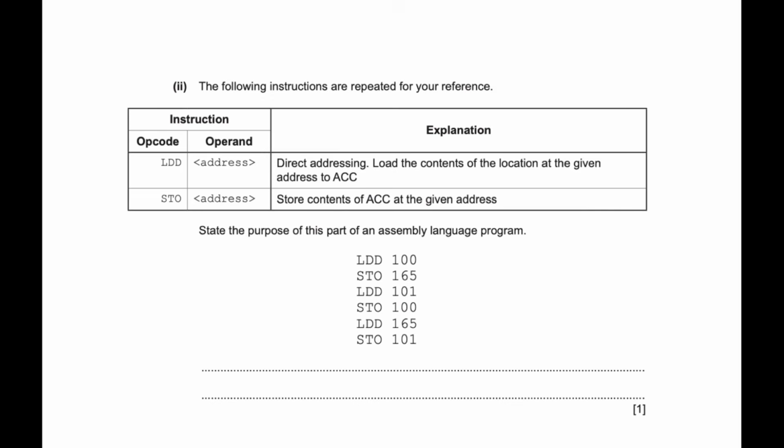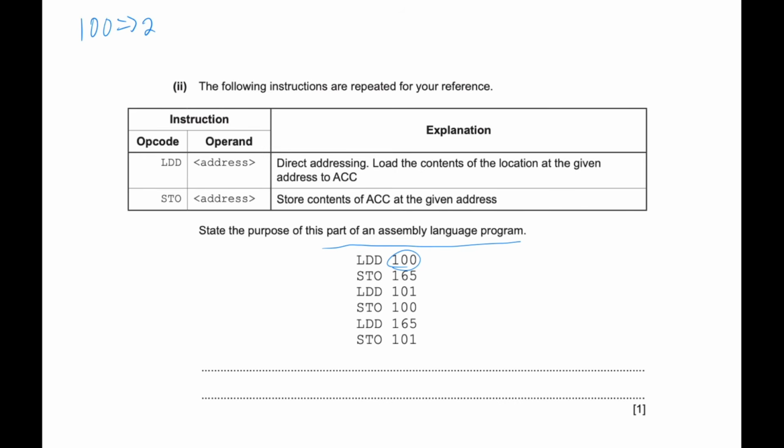So right here, the following instructions are repeated for your reference, and state the purpose of this part of an assembly language program. So we're just going to go ahead and trace this, and figure out what the purpose of this is. So let's just assume the ACC has a value of 2 in it. Or let's actually just assume in location 100, right here, we have the value 2. So 100 is just going to have 2 in it.